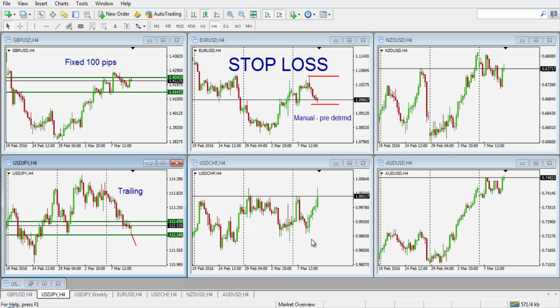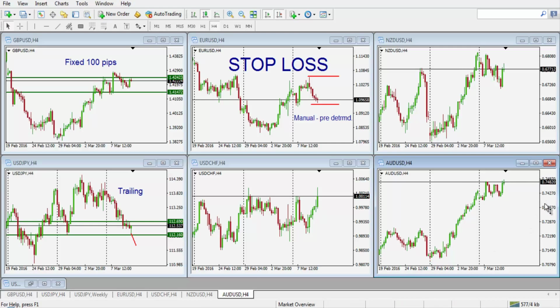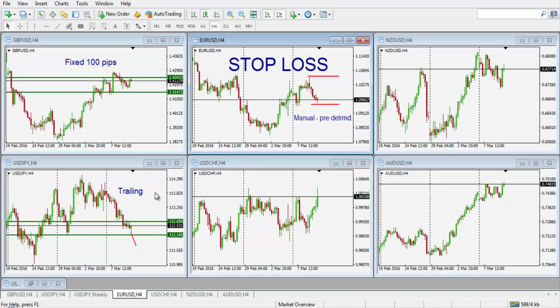Now, the last one, I would like to actually show this on the Aussie chart. It's what I like to do, and what I call the manual trailing. I like the idea of having predetermined levels, and I like the idea of trying to lock in profits when you are in what I call Profitville. So let's have a look.